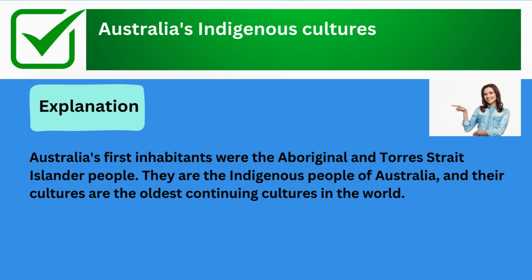The correct answer is Australia's Indigenous cultures. Explanation: Australia's first inhabitants were the Aboriginal and Torres Strait Islander people. They are the Indigenous people of Australia, and their cultures are the oldest continuing cultures in the world.